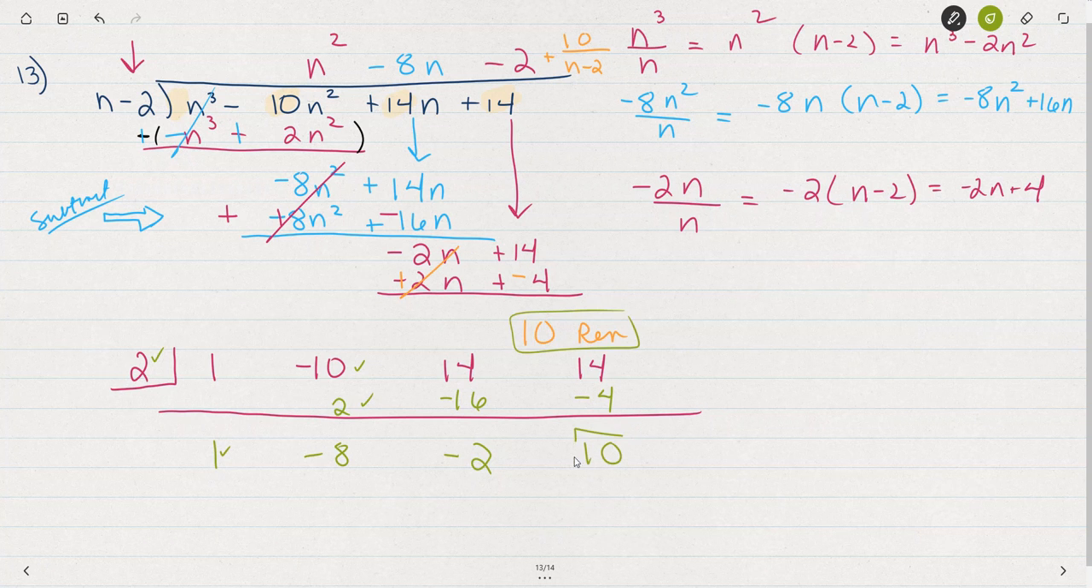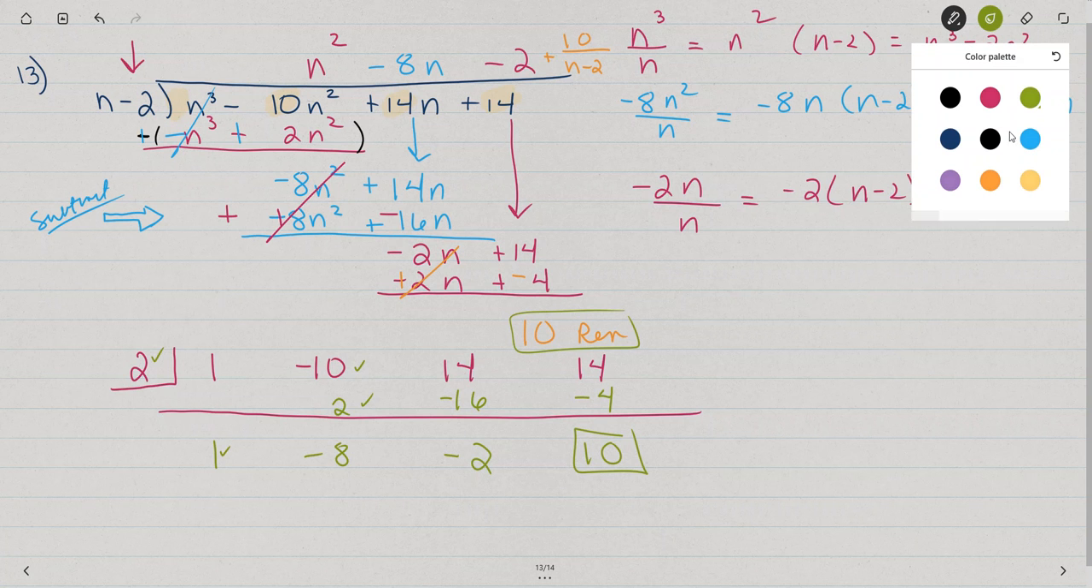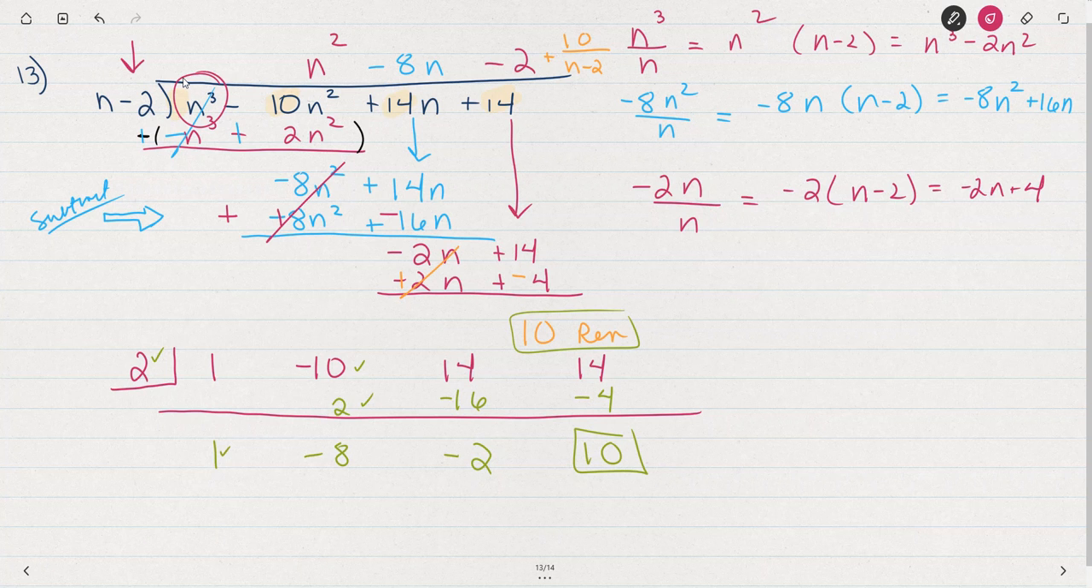Here's our 10 remainder. And if I go in and fill in the variables with their powers, I'm going to start 1 less than n cubed. So that's n squared, and then n, and then the constant, and look at what we have. N squared minus 8n minus 2, remainder 10.